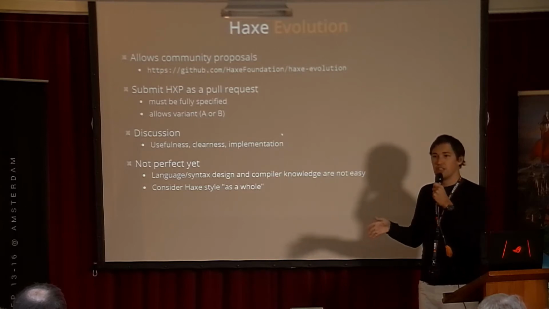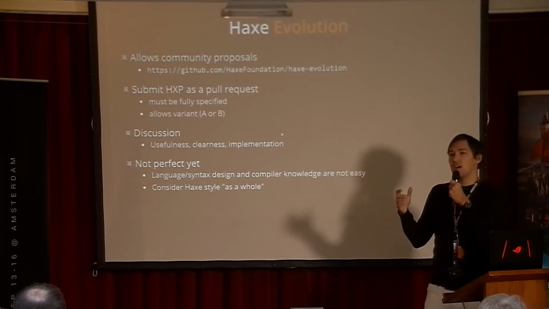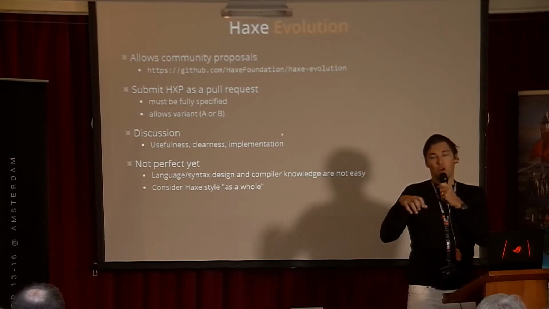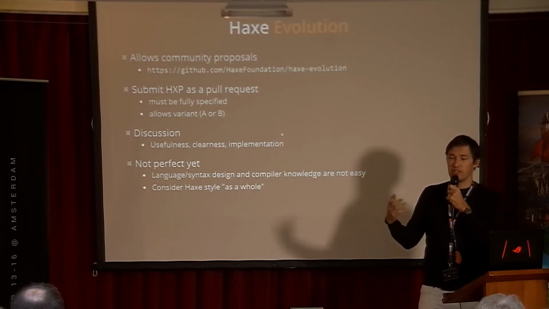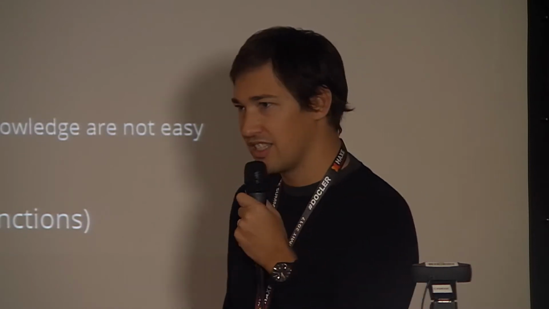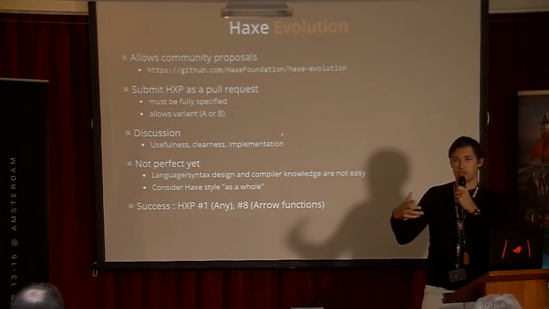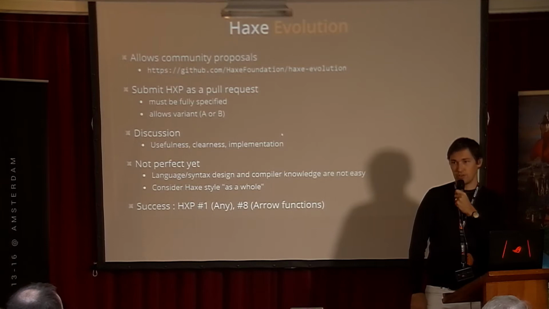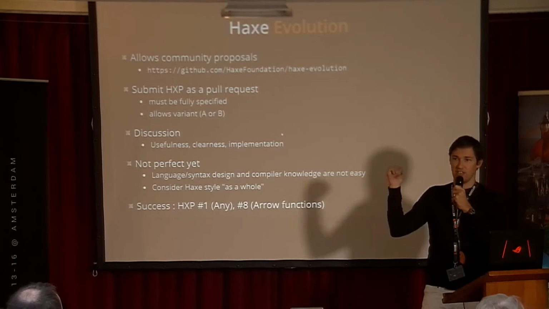So we need to consider Haxe not feature by feature, but as a whole, as an ecosystem. About if I had this, how does it play with all the other things? That's something we try to keep in mind when dealing with issues. And it's not always fully understood by the people that contribute, but well, we try to make it as clear as possible. But we still had 2 successes. One is Haxe Any, which is any type, which can be used as a replacement for dynamic. It is more strict. And the other is arrow functions, also called short lambdas, that has been added in #8.